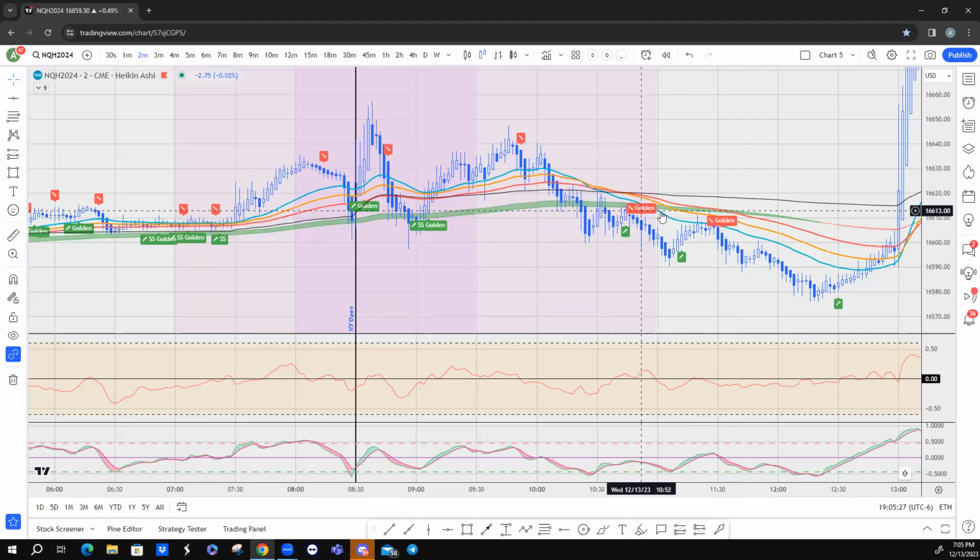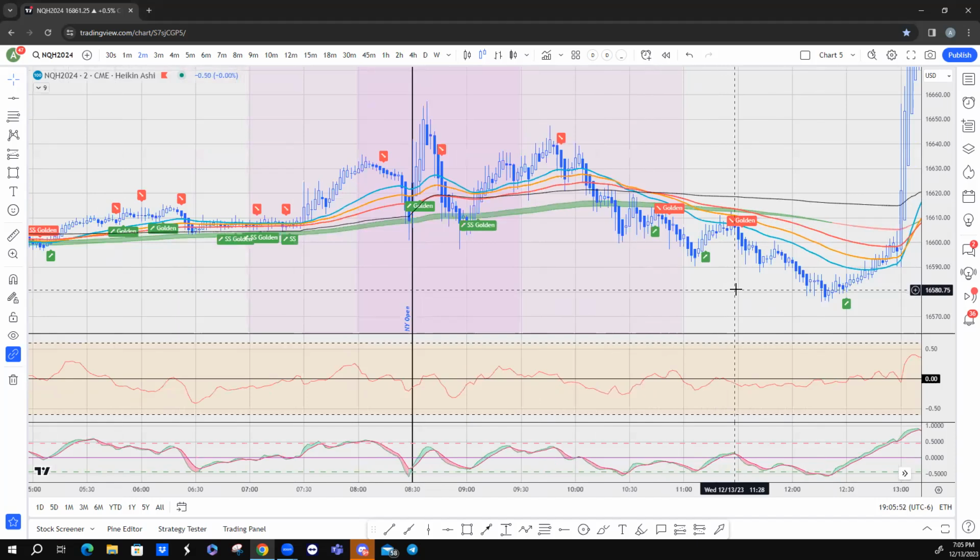For this to happen, you have the VWAP, which is the black line on my chart. Then you have the EMAs in this sequence going for short: red, orange, and teal. So it's the 34 EMA, 55, and the 88.